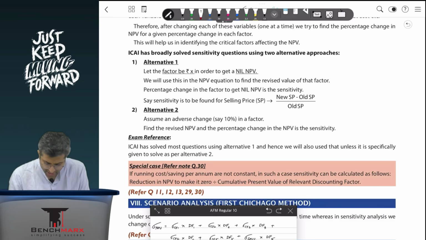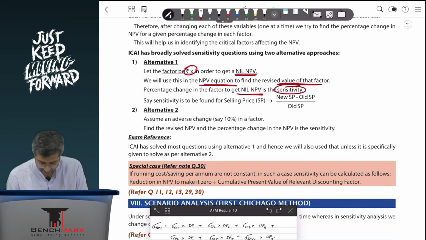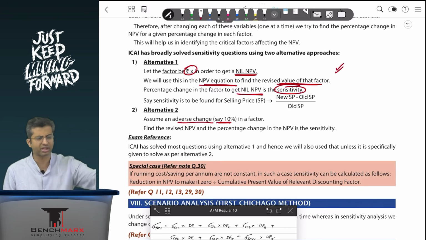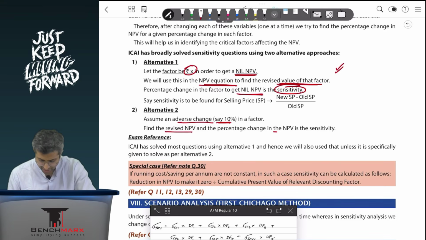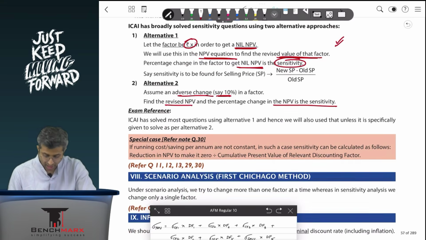One alternative is to let the factor be rupees X in order to get nil NPV. We will use the NPV equation to find the revised value of the factor where NPV is 0. The percentage change to get a nil NPV is the sensitivity. So this is what you will do in the exam if nothing is given: assume an adverse change, let's say 10%. Some questions will tell you, okay, let's take an adverse change of 10%. Find the revised NPV, and the percentage change is the sensitivity. ICAI has solved most questions using alternative 1, and hence we will do that unless you are specifically told to solve using alternative 2.